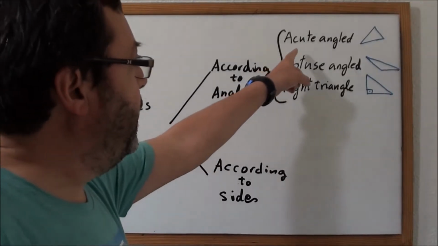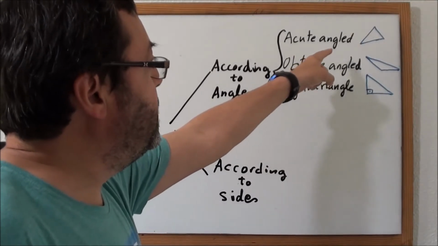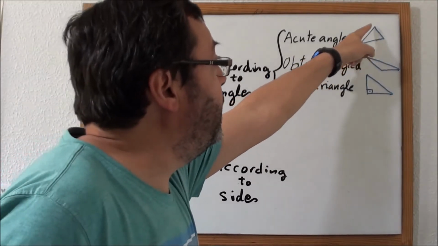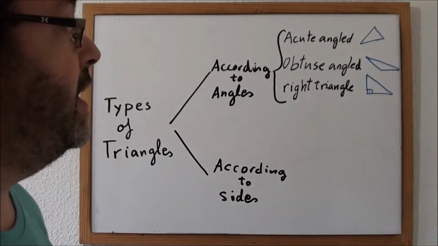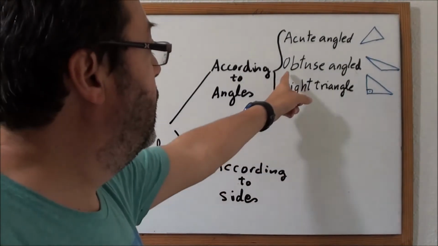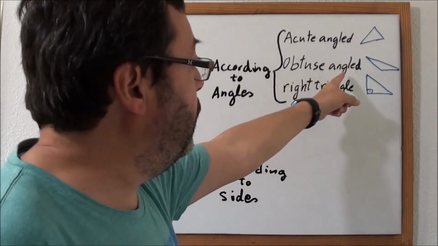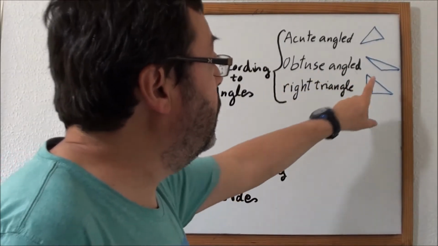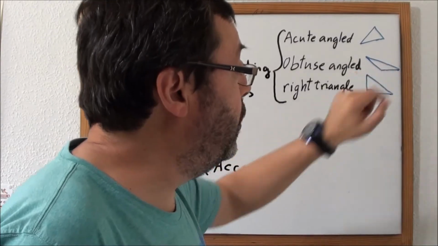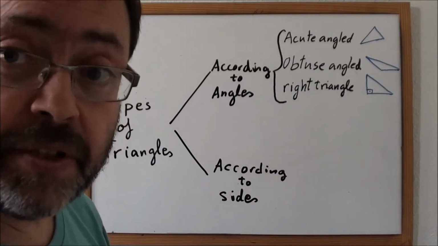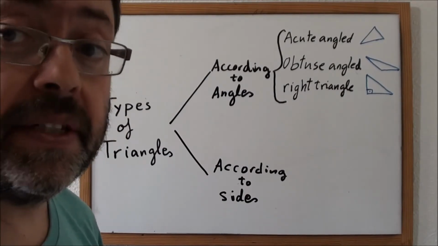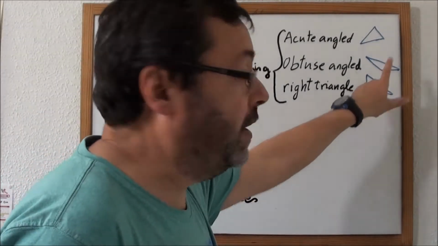First, an acute angled triangle, which is a triangle where all the angles are acute. That means all the angles are less than 90 degrees. An obtuse angled triangle is a triangle in which one of the angles has a measurement greater than 90 degrees. Okay, one of the angles.